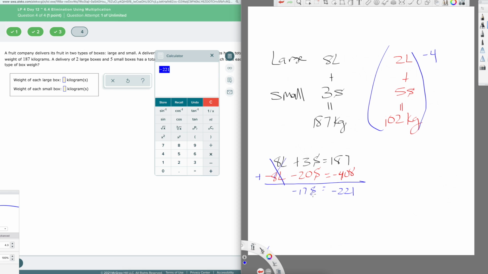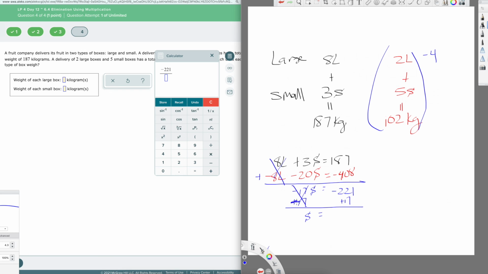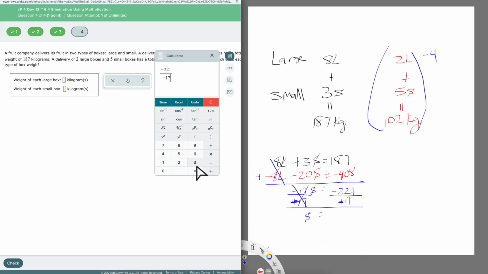Now I want to solve for S, so I'm going to divide by negative 17 on both sides, so they cancel out. I'm losing my mind, this is multiplication. We're dividing by negative 17, not adding, on both sides, so they cancel out. I don't know why I wrote it that way. So dividing by negative 17, S equals 13. So the small boxes weigh 13 pounds.